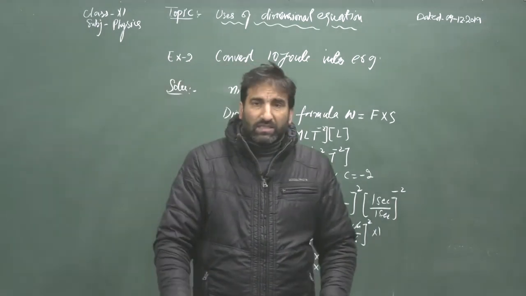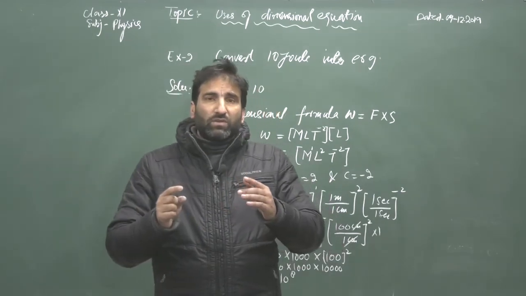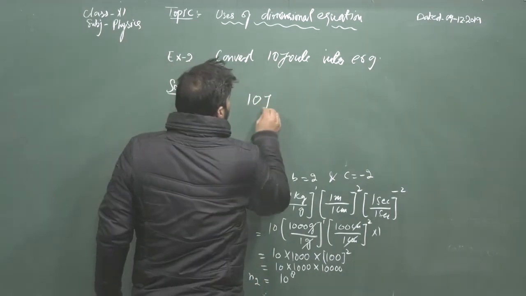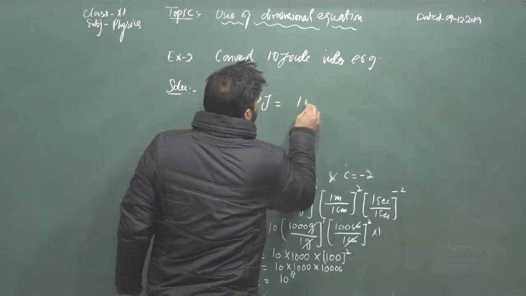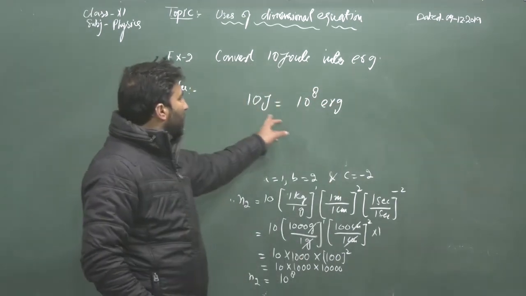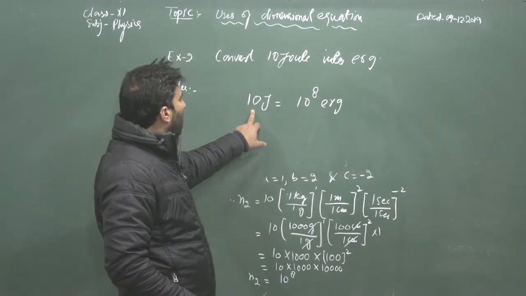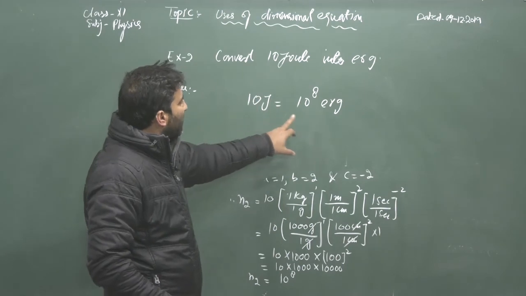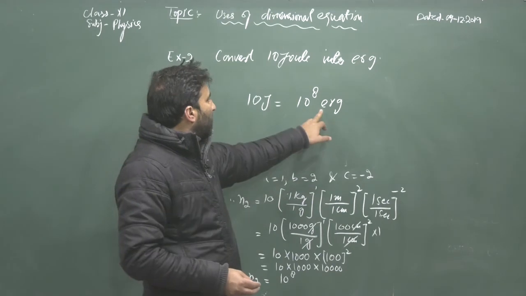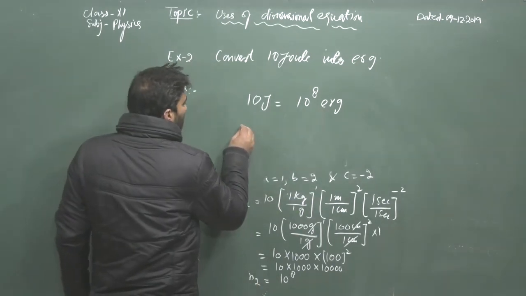So now we can say 10 joule is equal to 10 raised to the power 8 erg. That means the numerical value of joule is 10, whereas the numerical value of erg is 10 raised to the power 8. So the numerical value increases when the unit becomes smaller.